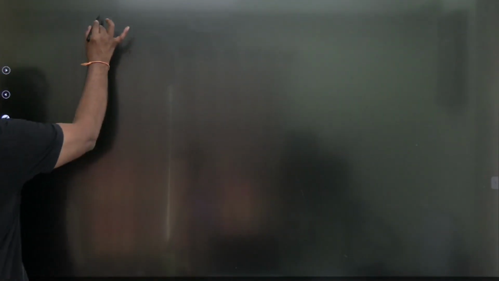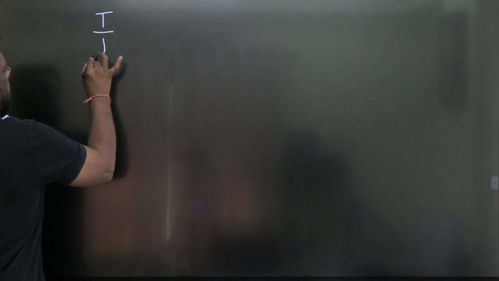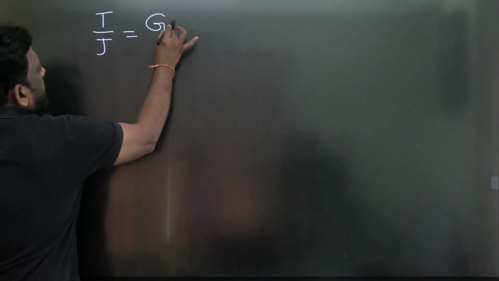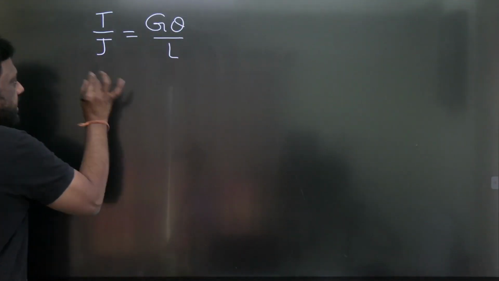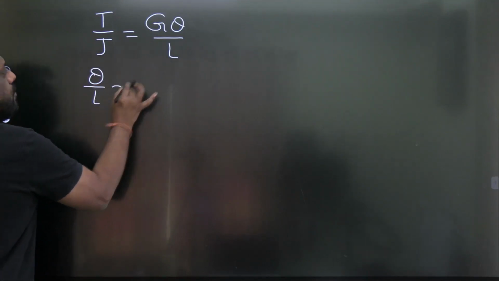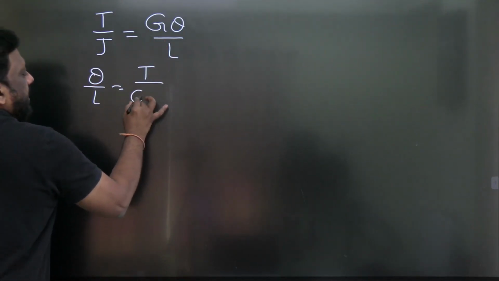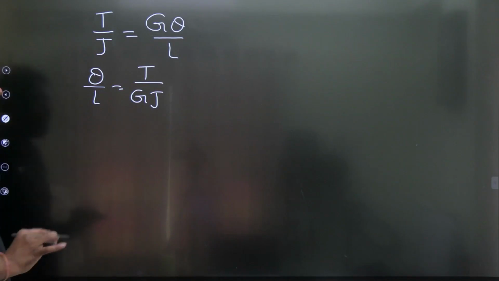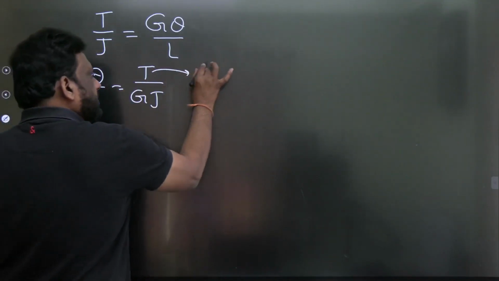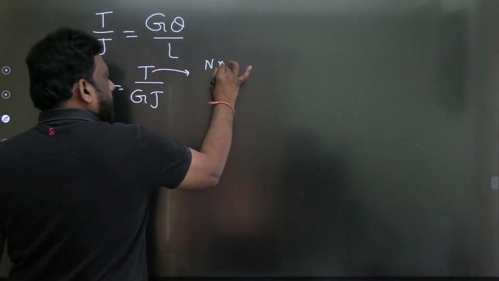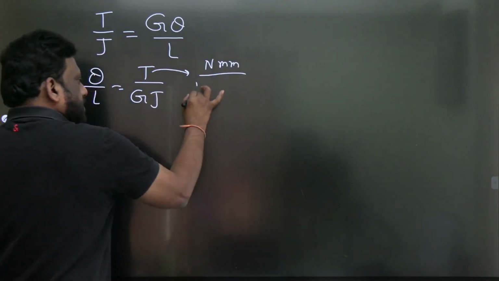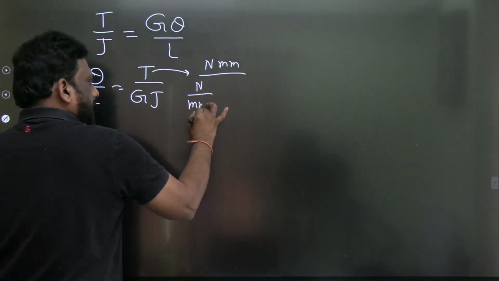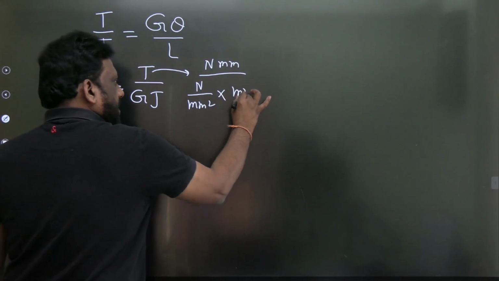Just check. We know that from the theory of torsion, T by J is equal to G theta by L. So he is asking theta by L. So what will be theta by L? T by GJ. Wait. We have already seen this in Newton mm, and this is Newton per mm square, and J is mm power 4.